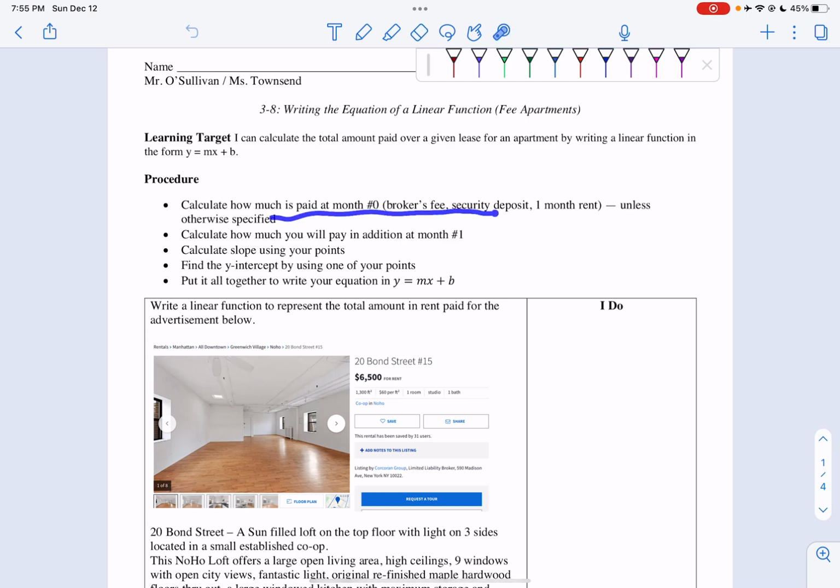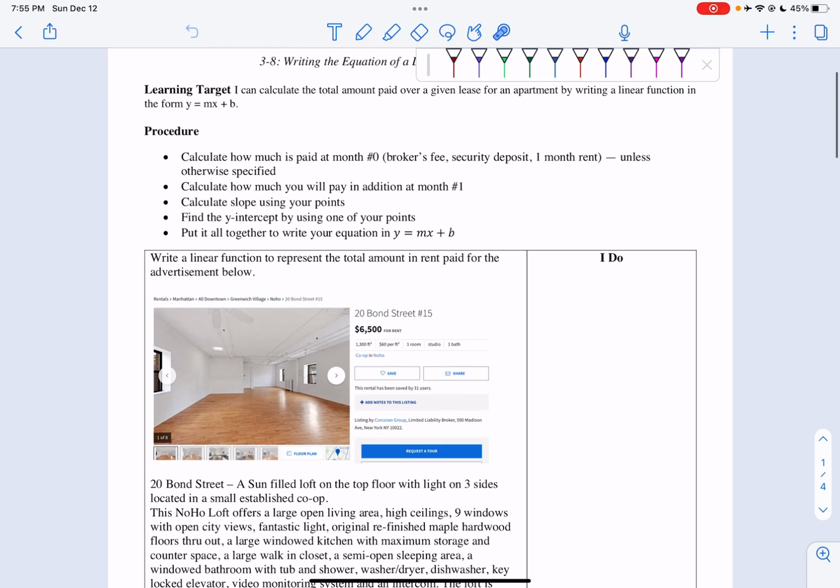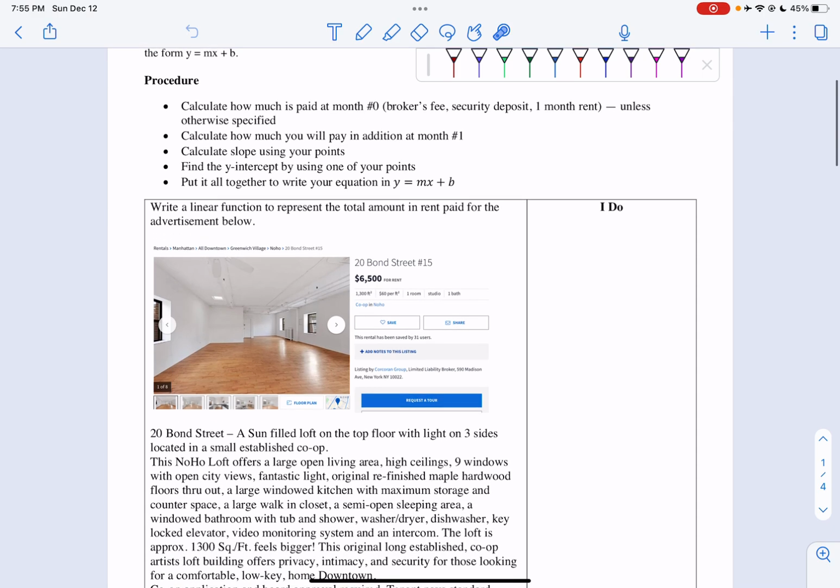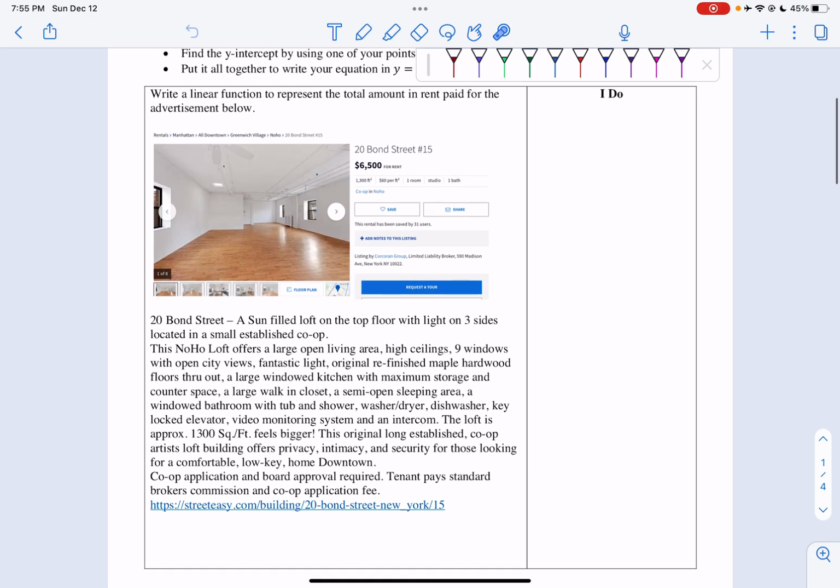Calculate how much money is paid at month 0, and when we talk about month 0, that's going to be including your broker's fee, your security deposit, and 1 month's rent unless specified. You will calculate how much you'll pay in addition at month 1, calculate the slope using your points, and then find the y-intercept by using one of your points, and then put it all together, write the equation of y equals mx plus b. Now, some of you might have made noticings on what the slope is and what your y-intercept is in relation to rentals, but you still need to find all the information by hand due to it being an intensive writing and math project.